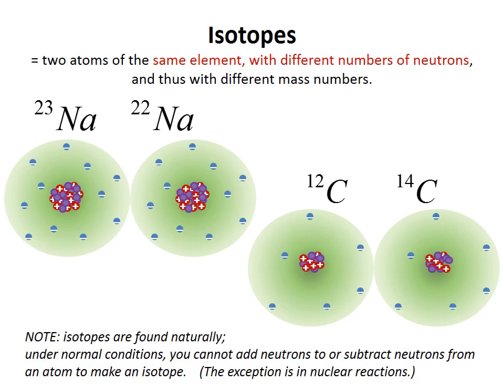And I know that because I'm seeing that there's a mass of 12, and 6 plus 6 has to equal 12. On the right, I still have 6 protons because it's carbon, and I have 8 neutrons, and 6 plus 8 is 14.